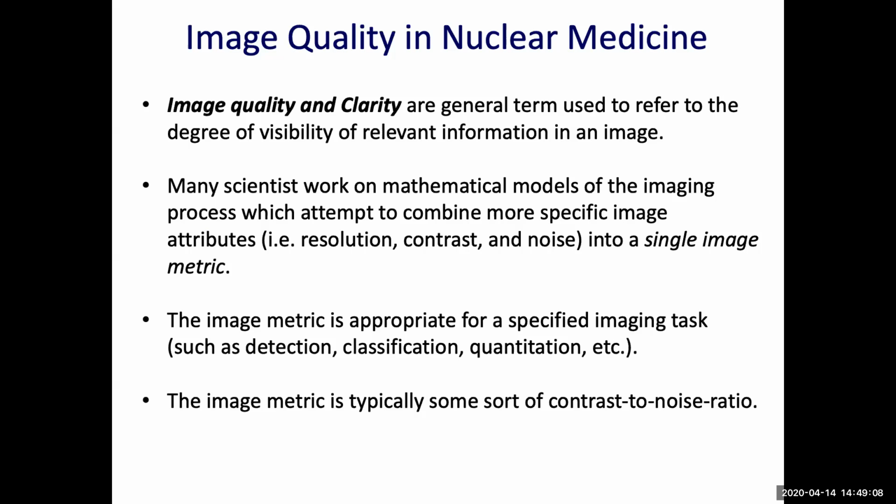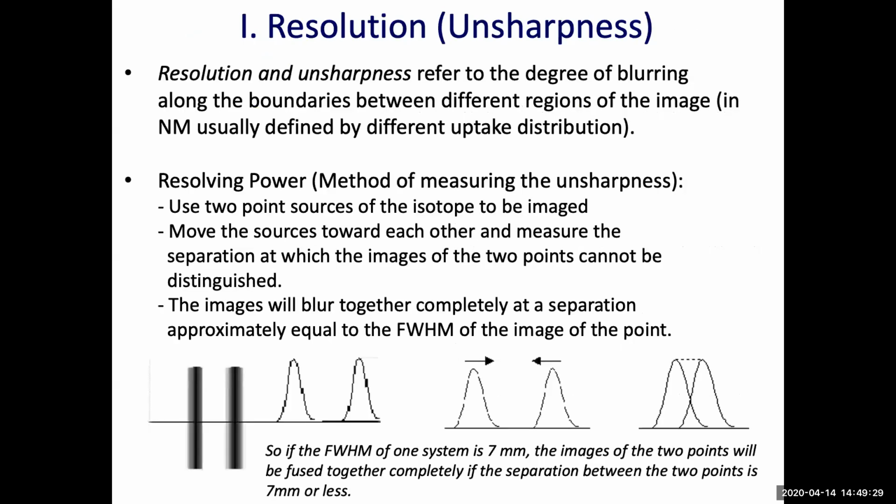So the quality of a nuclear medicine image is limited by several factors in general. Some of these factors relating to performance limitation of the gamma camera already have been discussed. But in the following slides, I will discuss the essential elements of image quality in nuclear medicine, such as unsharpness or resolution, contrast, and noise. In general, resolution and unsharpness refer to the degree of blurring along the boundaries between different regions of the image. But in nuclear medicine, usually defined by different uptake distribution. Okay. One of the methods to measure the unsharpness is called resolving power.